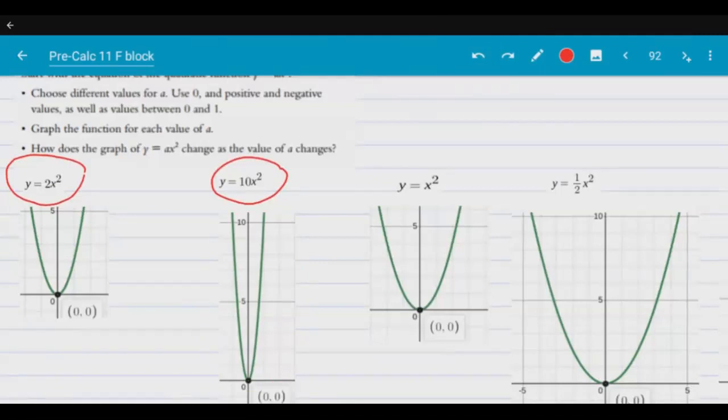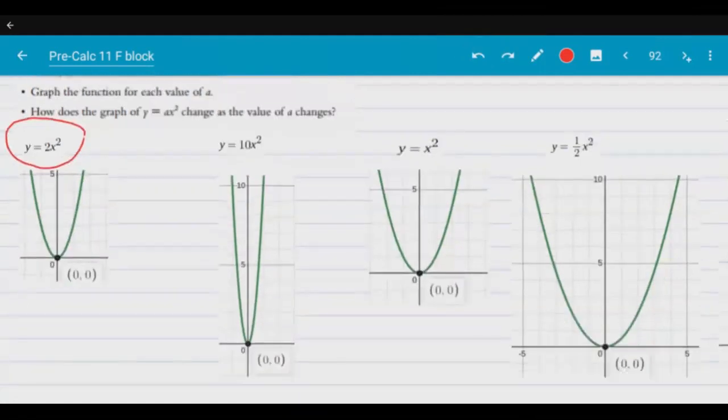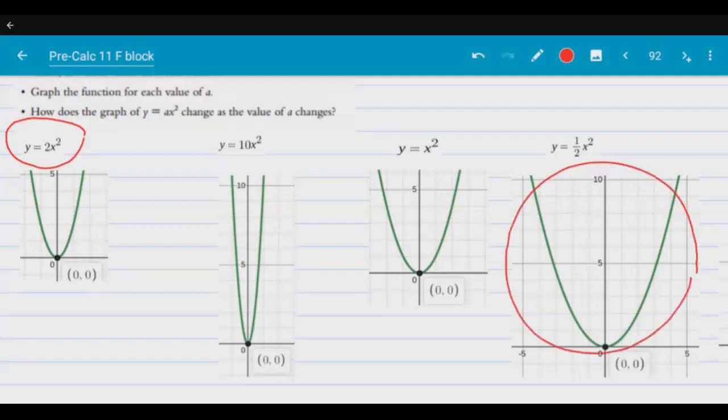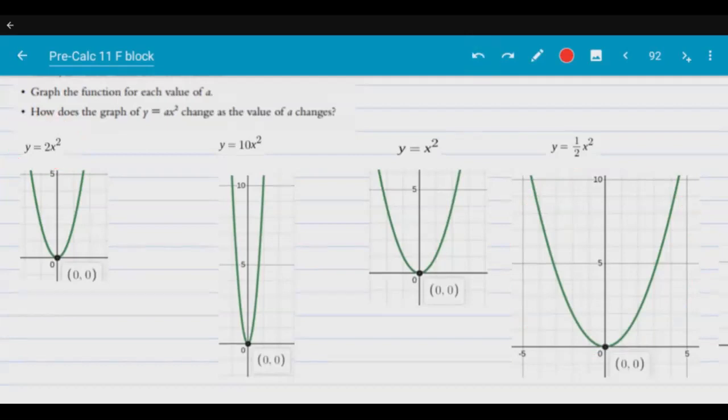Okay. Now, what if I put in a number that is less than 1 but greater than 0? So it's like a decimal or a fraction. So I'd like you to compare this. Again, y equals x squared is the original. It's this one. I put in y equals 1/2 x squared. So this one is the new graph. It is actually a wider version. In fact, if you compare it to this one, y equals 2x squared, and its reciprocal, y equals 1/2 x squared, 1/2 x squared is a wider version of 2x squared.